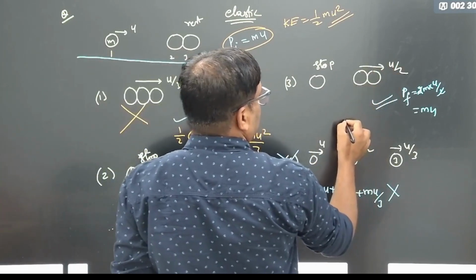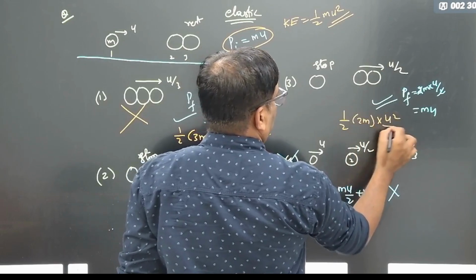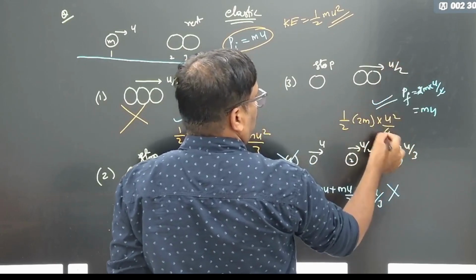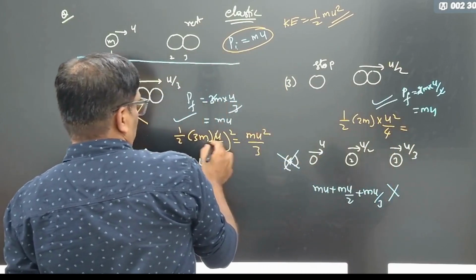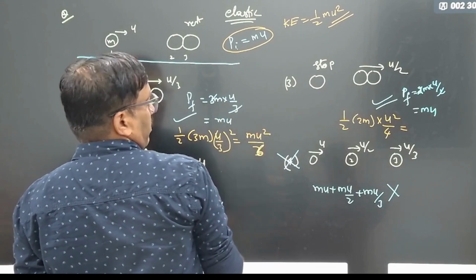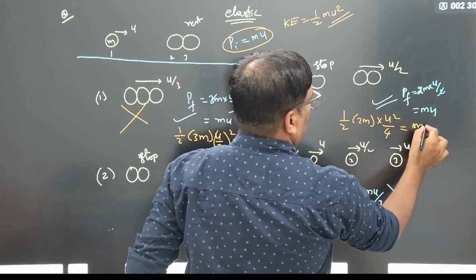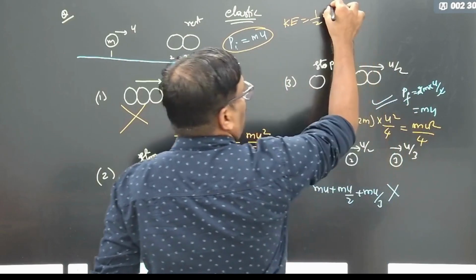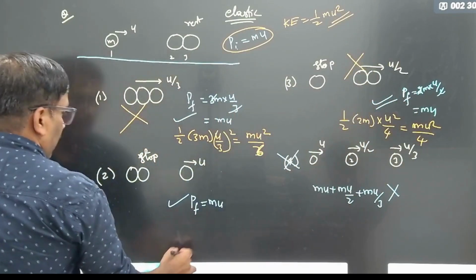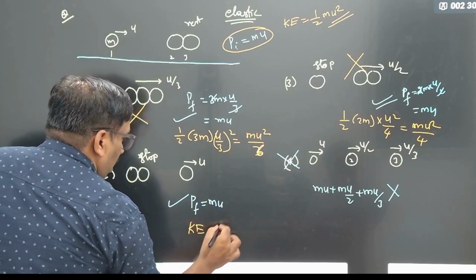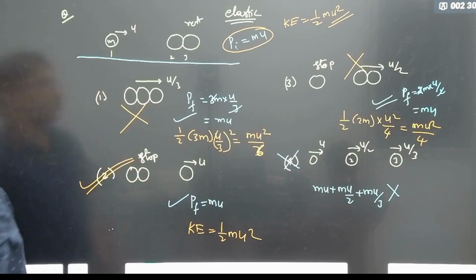Similarly we can test for this one. Therefore kinetic energy is how much? Half into 2m into u square by 4, because u by 2 whole square. So these two cancel. Therefore m u square by 4, while the initial is half m u square. This also is not possible. So the kinetic energy is how much now? It will be half m u square. So this will be your possibility, your answer.